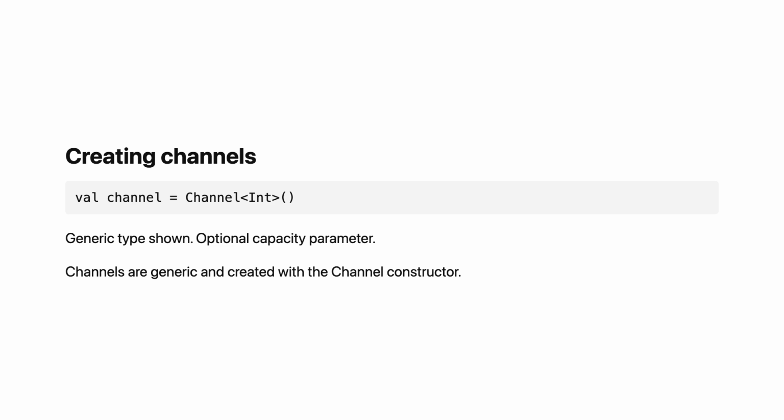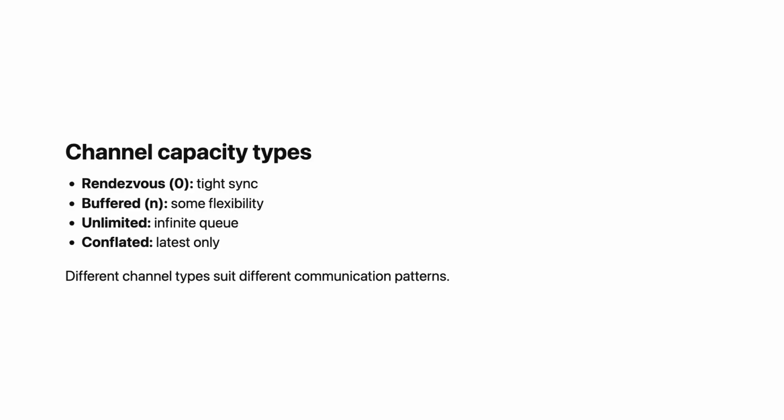Buffered channel has fixed capacity. Channel<T>(capacity = 10). Send only suspends when the buffer is full. Receive only suspends when the buffer is empty. Unlimited channel has infinite capacity. Channel<T>(UNLIMITED). Send never suspends. Use queues up. Be careful with memory.